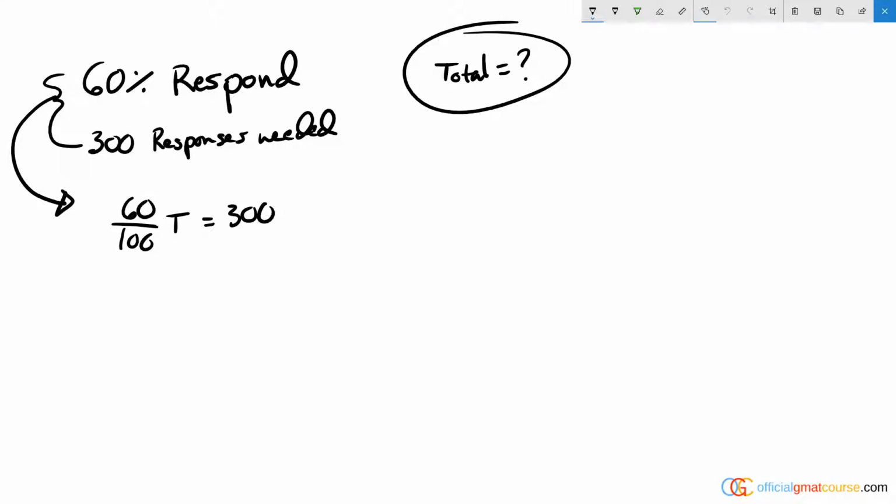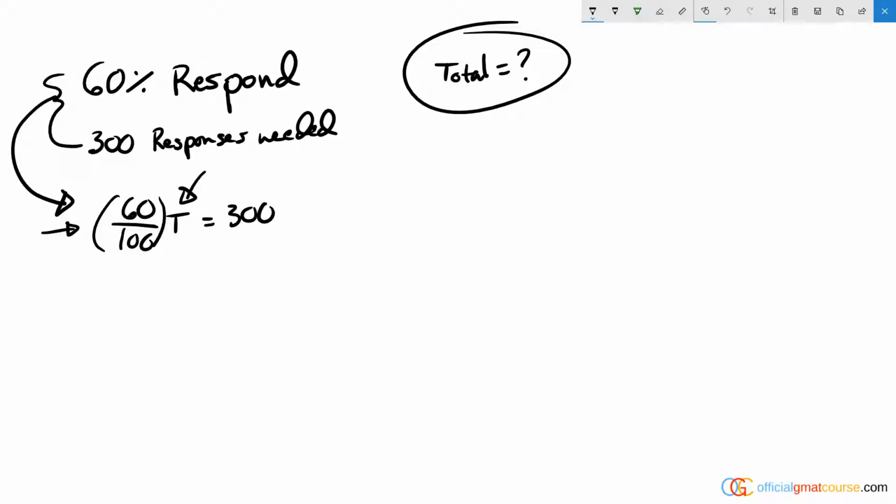A classic GMAT setup, they're not asking us to take 60% of 300. They're asking 60% of what number would get us to at least 300. And so I set up this formula here, which is 60 over 100, which is 60%, times T, which represents the new total, equals 300. So 60% of what total would give us 300?